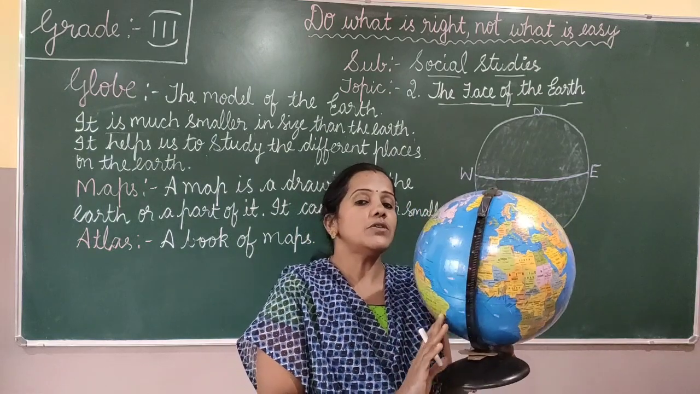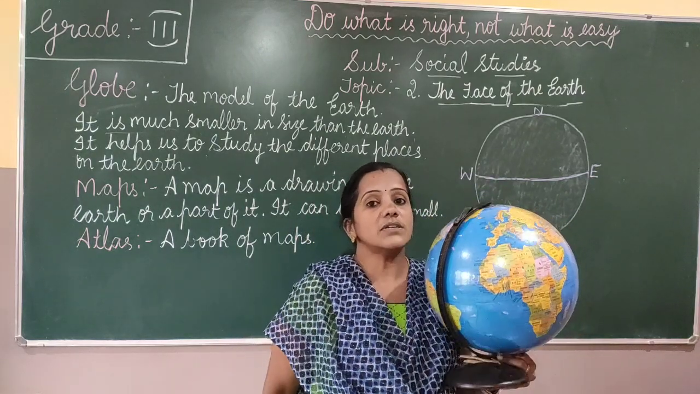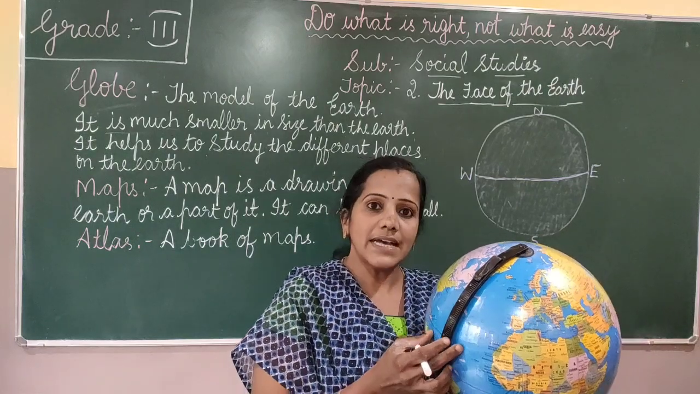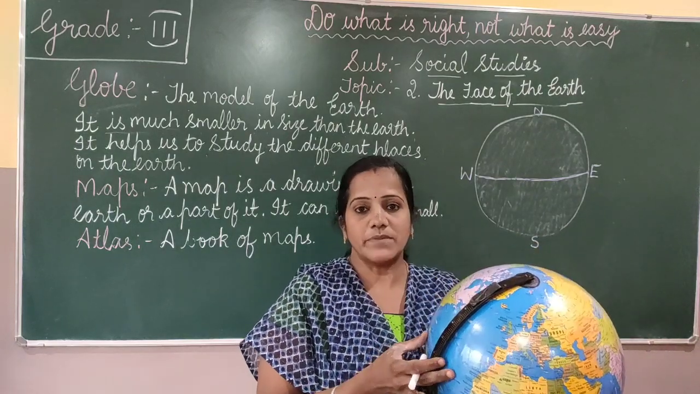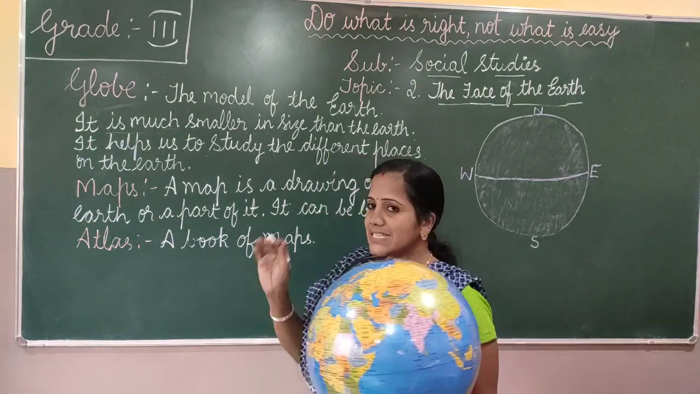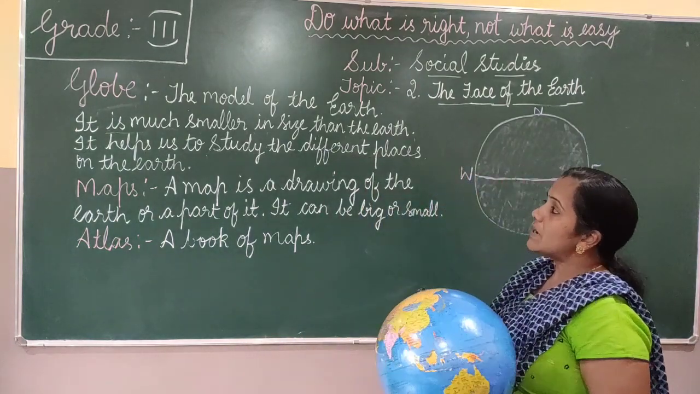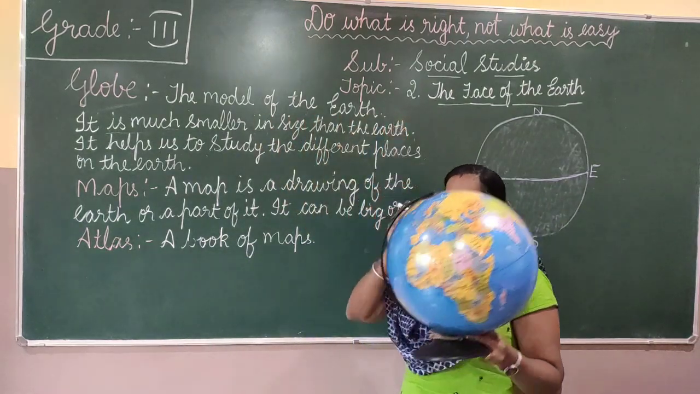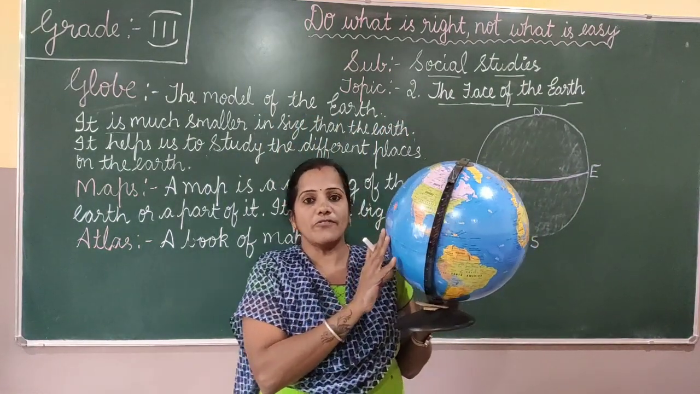So what can we do? How can we find out a particular area of a country? For that we have maps. Okay, I'll tell you now what maps are. First, till here, we will do a recap. So what is a globe? The model of the earth. So this is the model of the earth.